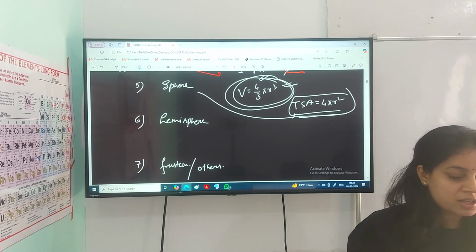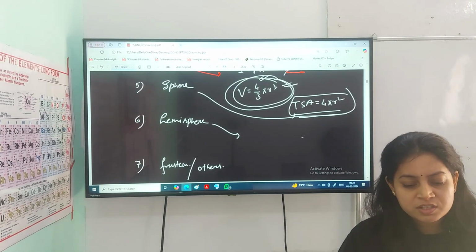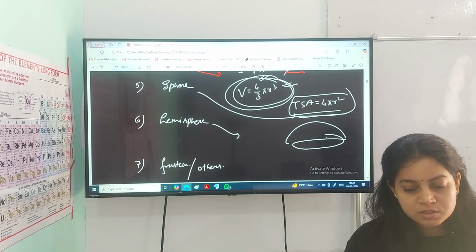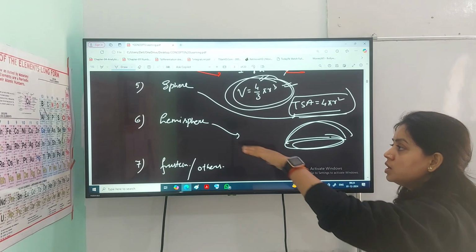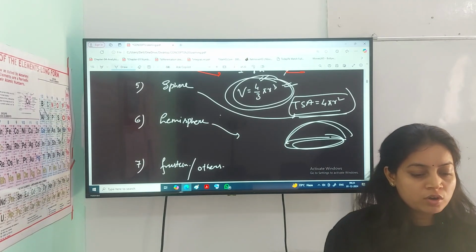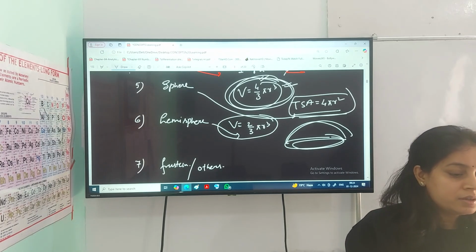And the next and last one I will say is the hemisphere. What is a hemisphere? It is just like a bowl. This is the bowl, this is the hemisphere. If I cut my sphere into 2 equal parts, it will become a hemisphere. So the volume is very simple. Just take half of this, you will get 2 by 3 pi r cube, right?